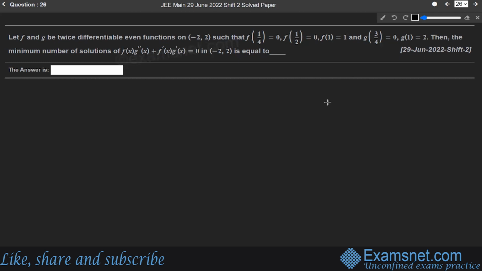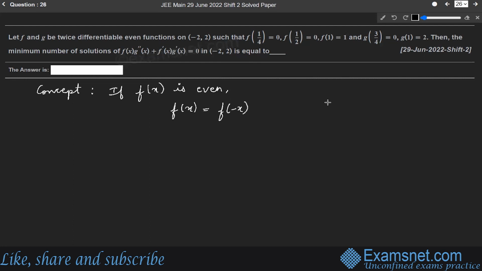So a lot of information is given about the two functions, f of x and g of x. Firstly, it is given that both f and g are even functions. So let us understand the basic concept behind even functions. The concept is, if a function f of x is even, then f of x will be equal to f of minus x. This is the very basic concept that we have to use for this question.